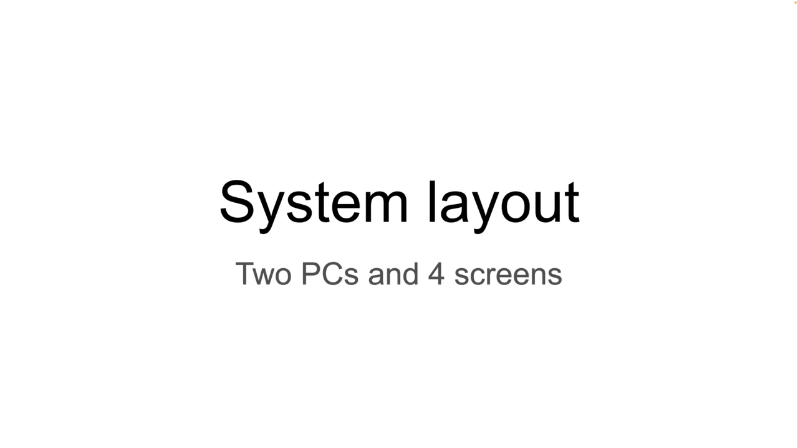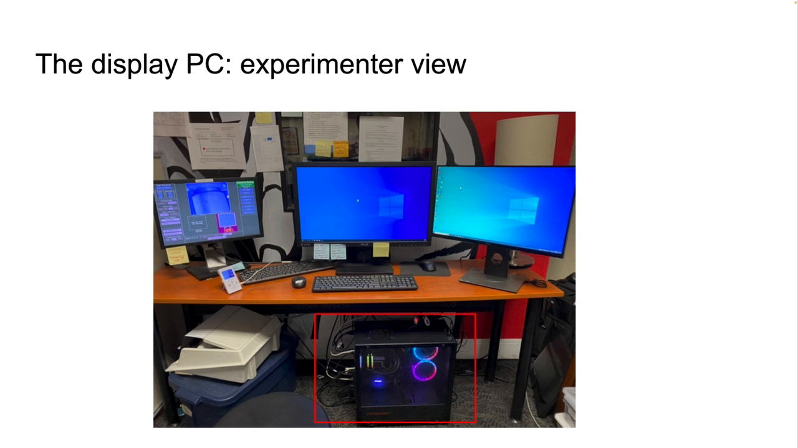First, let's talk about the system layout. There are two PCs and four screens, so it's important to understand how they're connected. To begin, the display PC is this black CPU underneath the desk from the experimenter's view. It is connected to these two monitors directly above it. The screen on the left is only visible to the experimenter, while the screen on the right is visible to both you and the participant.